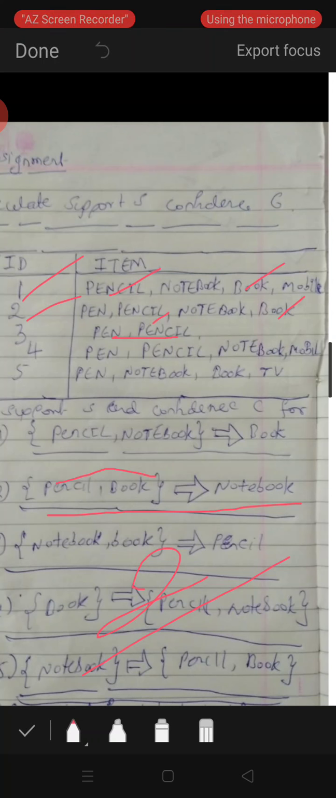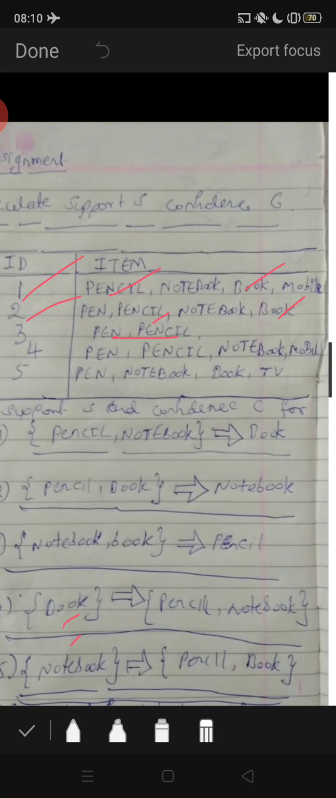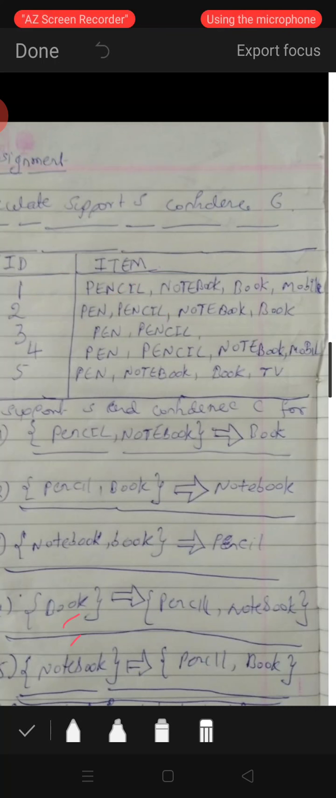If you observe these things, pencil and book: first transaction, then second transaction. Third transaction not there, because in the third transaction pencil is there, book is not there. Fourth transaction, same. Fifth transaction, book is there, pencil is not there. So only two transactions. So the confidence is 2 by 2, that is nothing but 1. Like this way, you have to calculate support and confidence for all.